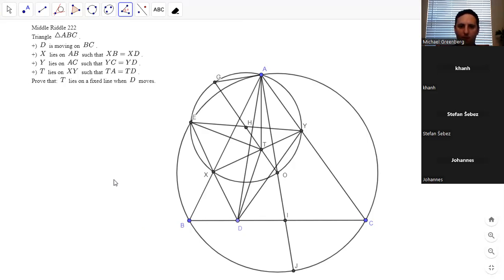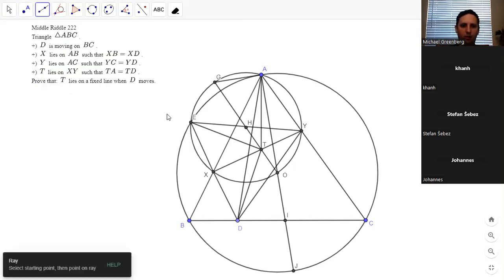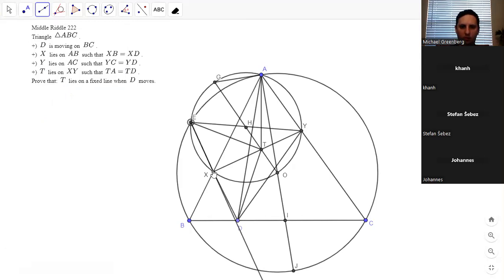So maybe if we let EX and EY meet the circle, it might help. Try that. Oh, EX and B aren't collinear. That's a good point.